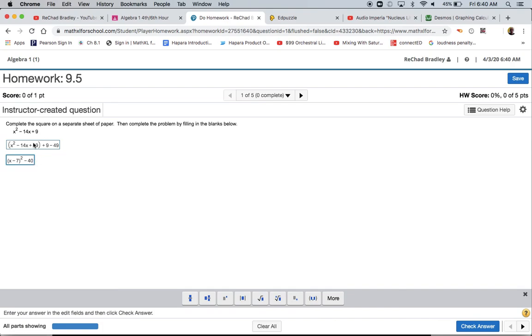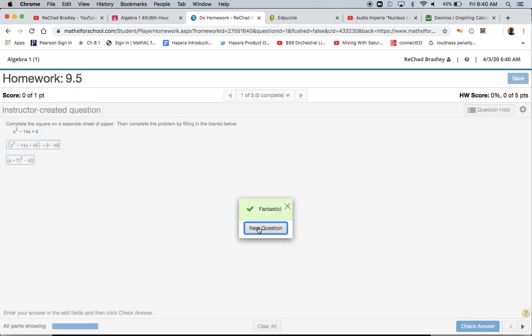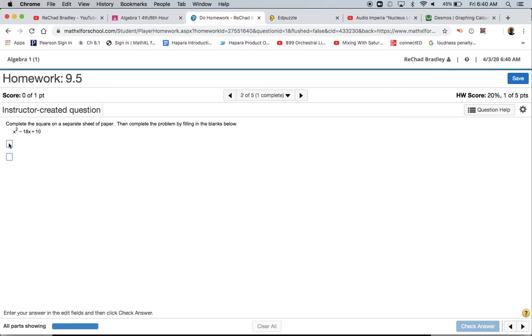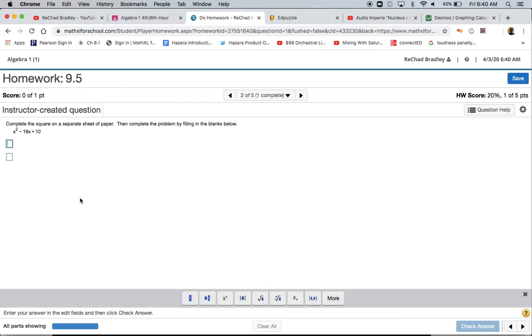Now what you'll say is, Mr. Bradley, I can't do that fast. But if you notice, the directions say complete this square on a separate sheet of paper, then complete it by filling in the blanks. So the only two blanks, I did this just to show you, the only two blanks that I'm looking for is this without the blanks, because I want the numbers. So x squared minus 14x plus 49 plus 9 minus 49, then one separated all the way through for you to finish that up.